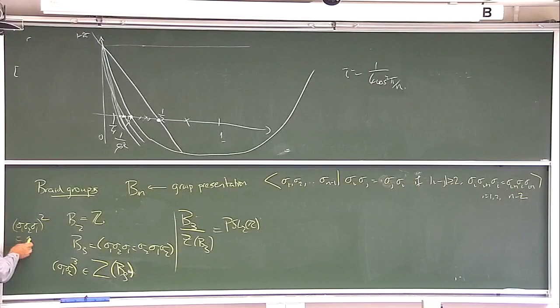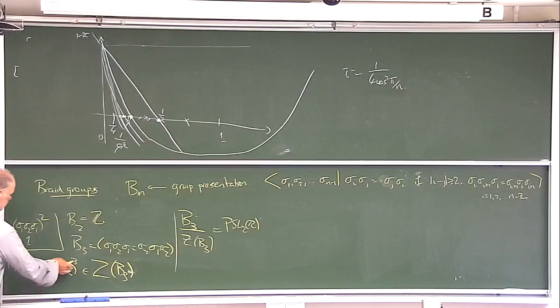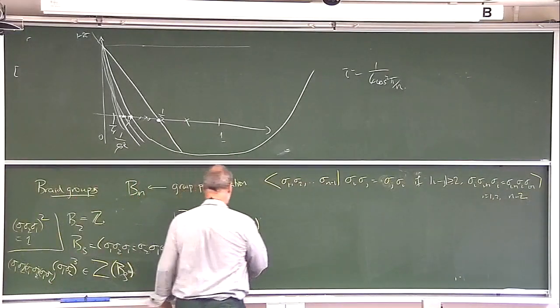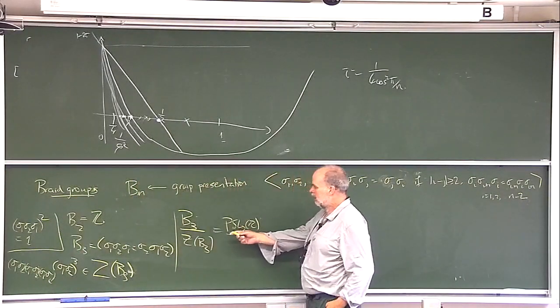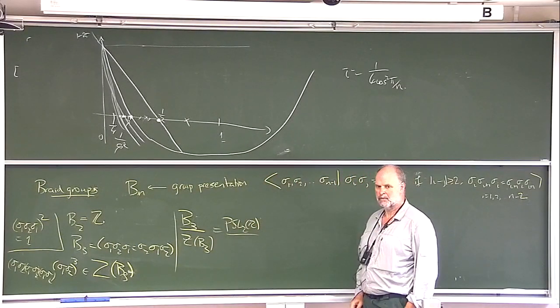Because let's just do this, the only exercise I'll do. Sigma 1 sigma 2 sigma 1 is the same as sigma 2 sigma 1 sigma 2. So if you take it squared, you get sigma 2 sigma 1 sigma 1 sigma 2 sigma 1 sigma 2. And re-bracketing it, that's the same as sigma 1 sigma 2 cubed. So you have something whose square is equal to 1, something whose cube is equal to 1, and just by exhibiting enough homomorphisms, you actually conclude that the braid group is equal to that. Okay?